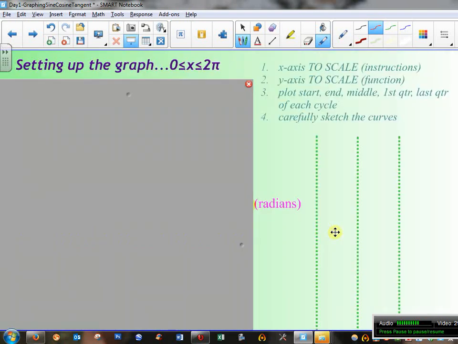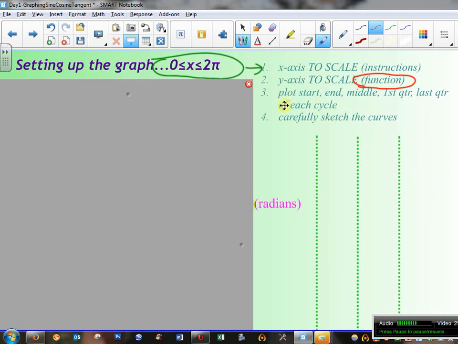Let's talk about this whole idea of setting up the graph. I'm not going to actually plot a sine or cosine on this graph. For now, what I just want to do is show you the things to consider when you're setting up your graph. You have to pay attention to the instructions. The instructions are going to tell you how to set up your x-axis. This says we want a graph in between 0 and 2 pi. So we've got to make sure that our x-axis scale lets us fit in between 0 and 2 pi. The y-axis will also be to scale, but it'll be the function itself that tells us about the y-axis, so we won't see that until we get to the next screen.